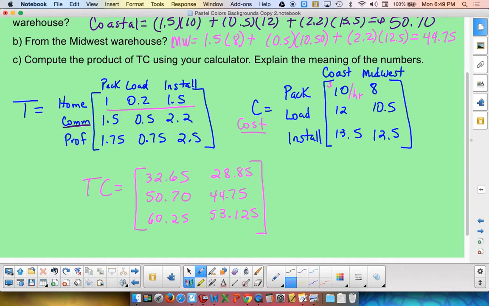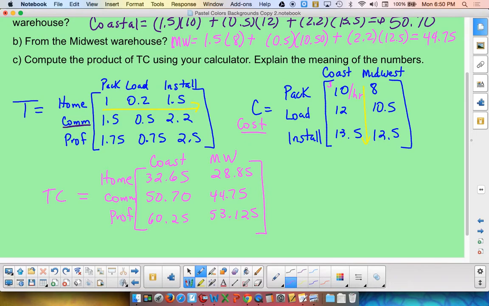I want a different color. I see I used that color twice. So if I'm going across here, pack, load, and install. If I'm going down this one, I took pack, load, and install times the cost of packing, loading, and installing. So doesn't that make perfect sense? That's why I wanted to multiply those together. Consequently, the other labels are simply what was still there. Since I multiplied the pack, load, installs, going vertically, I've still got home, commercial, and professional. And going across then would be coastal and Midwest.